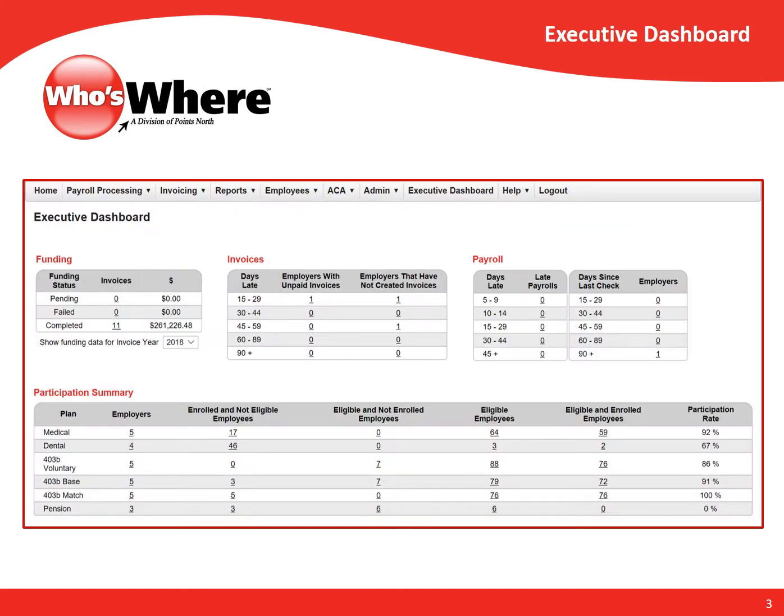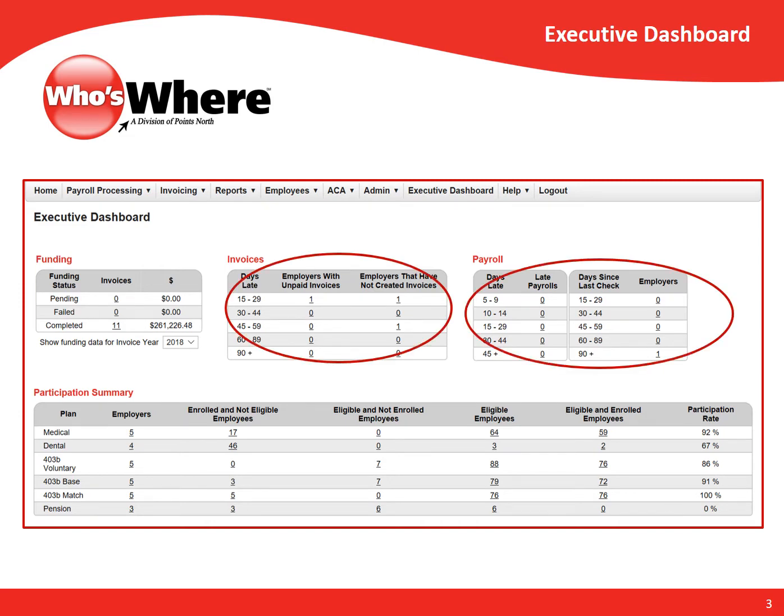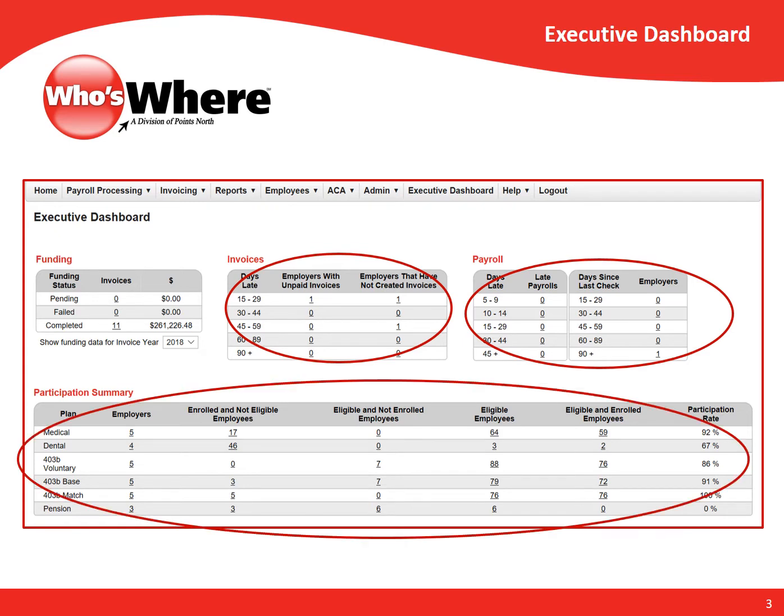The executive dashboard is used by organization-level users to quickly determine if there are any areas that need attention. For example, they can see if there are any invoices that are unpaid, if any payroll files need to be uploaded, and if there are any employees who are eligible and not enrolled, or even enrolled and not eligible.